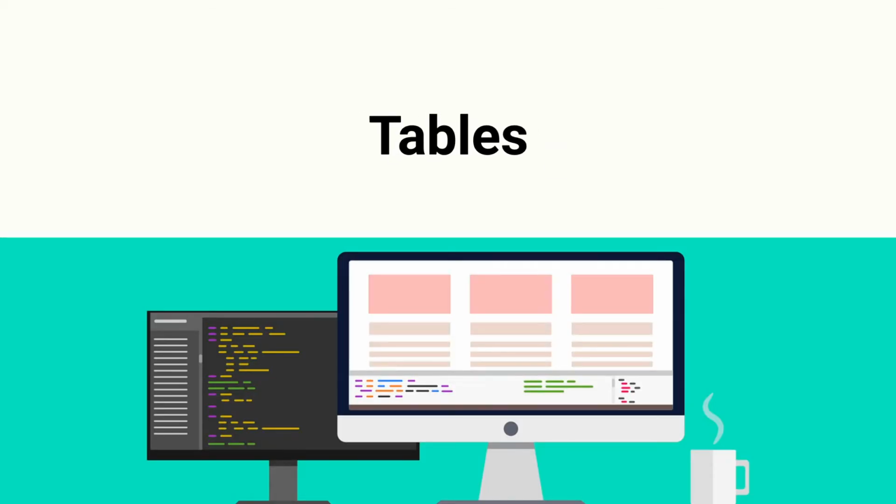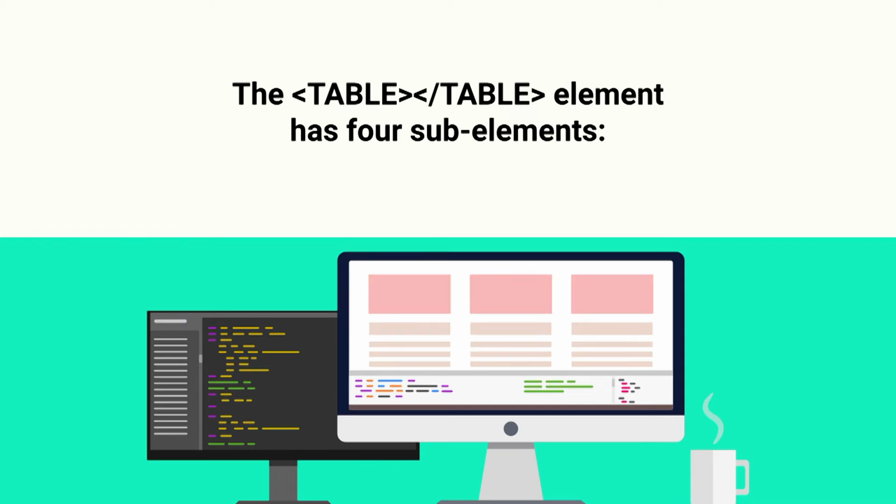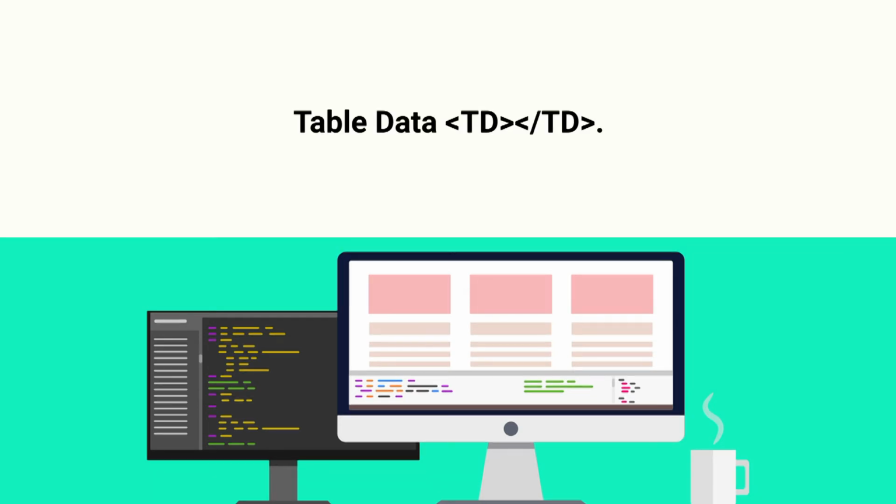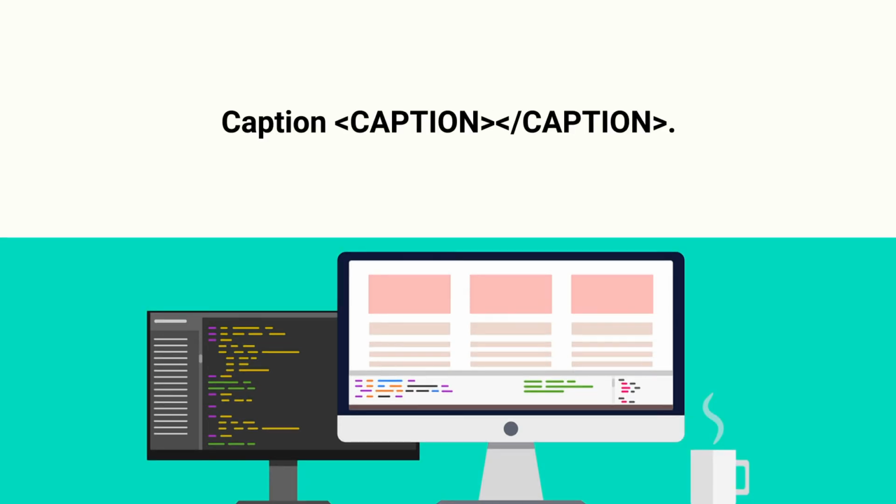The syntax for the table is table and end table. In between, it has 4 sub-elements: tr, then th, the header, td, the table data, and caption, which provides information about what values need to be displayed.